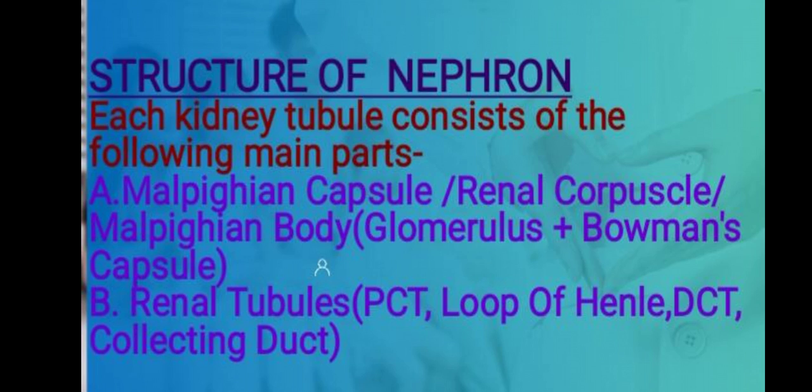Glomerulus and Bowman's capsule together are called Malpighian capsule or renal corpuscle or Malpighian body. This is named after Marsilio Malpighi, an Italian physician and biologist. Proximal convoluted tubule, loop of Henle, distal convoluted tubule, and collecting duct are collectively called renal tubules.